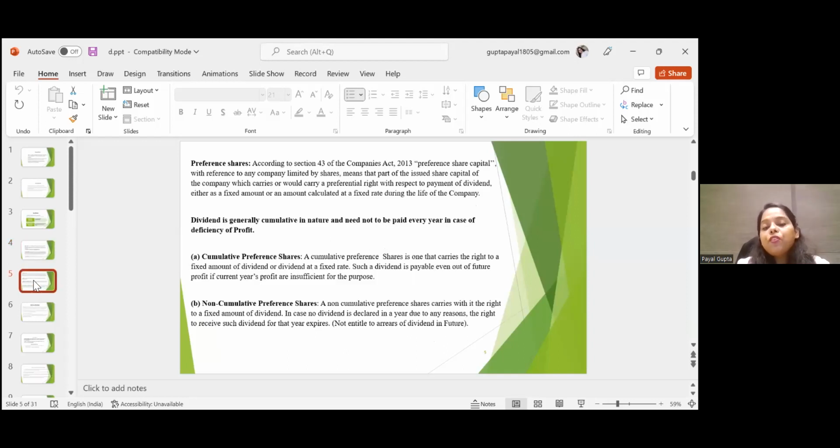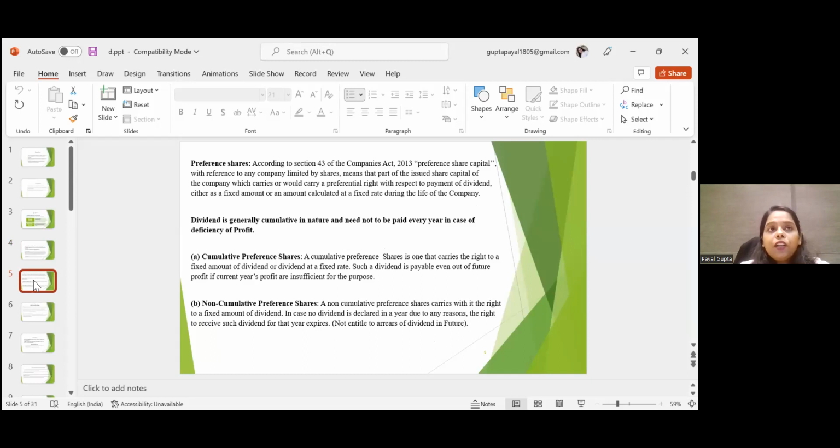Again, as per preference share capital, what do we mean by preference share capital? According to Section 43 of the Companies Act 2013, preference share capital, with reference to a company limited by shares, means that part of the issued share capital of the company which carries a preferential right with respect to payment of dividend, with either a fixed amount or an amount calculated at a fixed rate, during the life of the company.